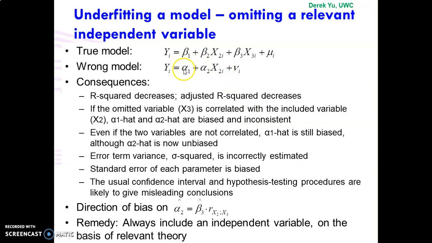So it means both alpha 1 and alpha 2 in the wrong model are biased if x2 and x3 are correlated. Then the slightly better case, if the two variables, x2, the one you still include, and x3, the omitted one, are not that strongly correlated, your constant is still biased, but luckily this slope parameter in connection with x2 is still okay. It is now unbiased.